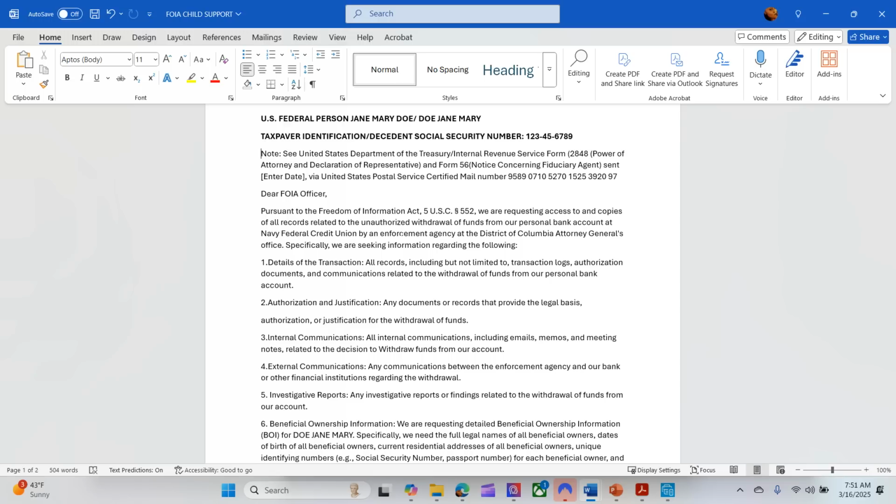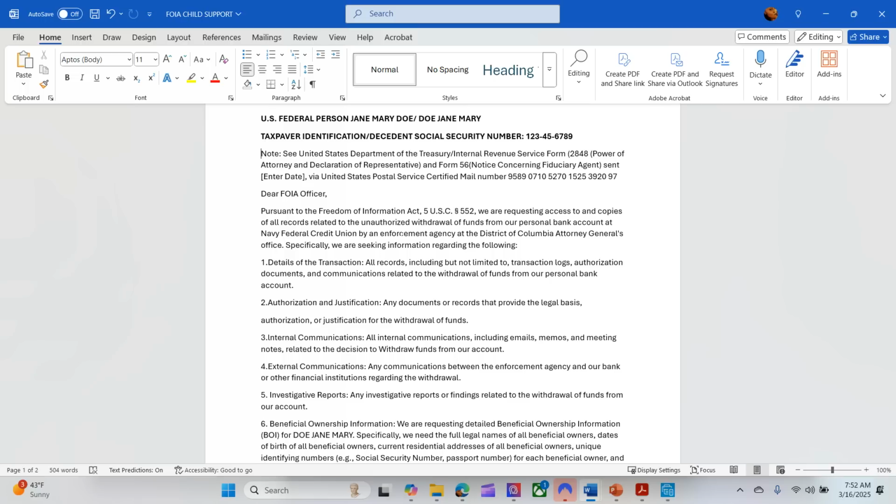With FOIA requests, when you send FOIAs, you want to avoid asking open-ended questions. I know it's very tempting, like you want to ask the agency why they took a specific action, but they're not required to answer those questions.